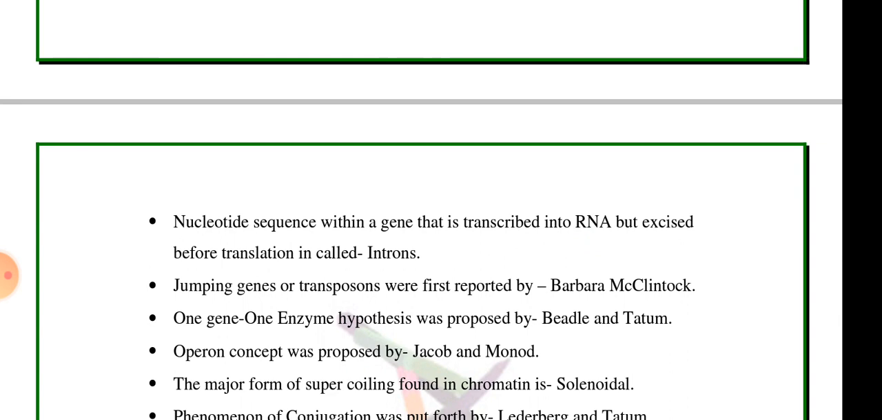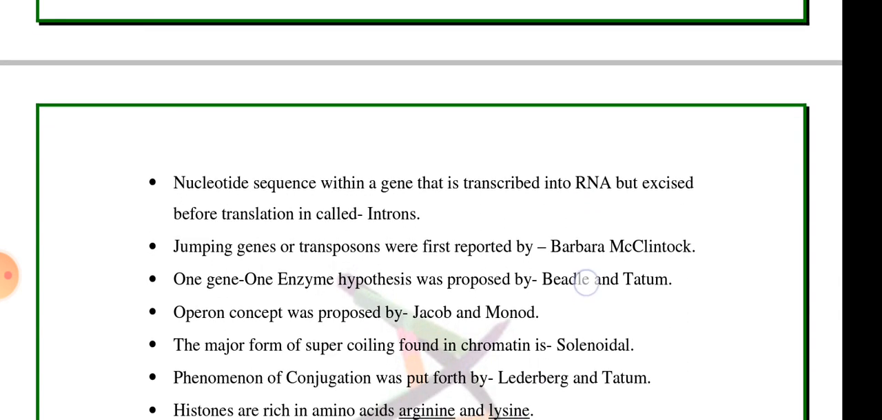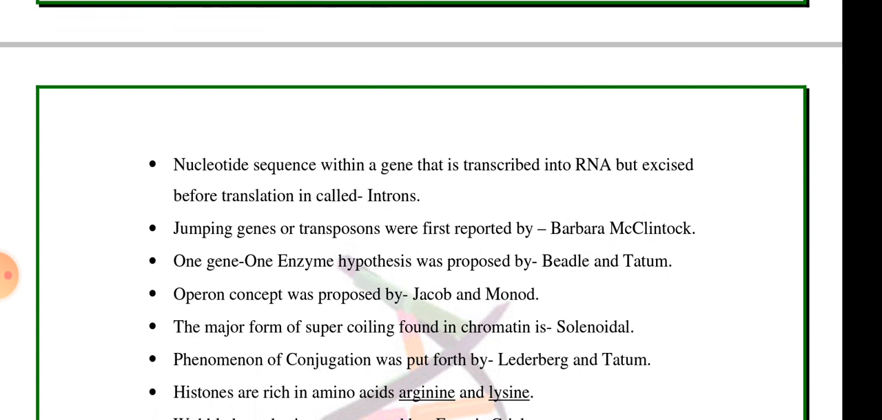Operon concept was proposed by Jacob and Monod. The major form of supercoiling found in chromatin is solenoidal. Solenoidal is the major form of supercoiling of chromatin. Phenomenon of conjugation was put forth by Lederberg and Tatum.